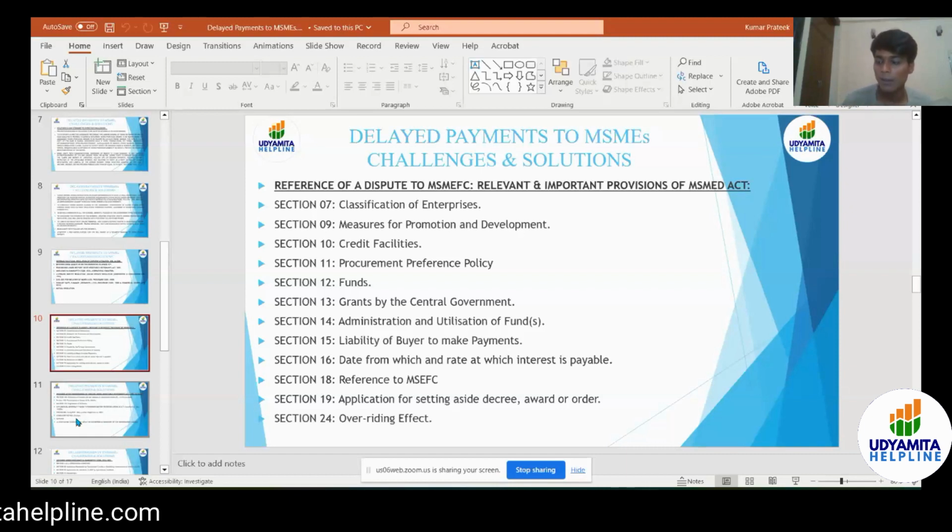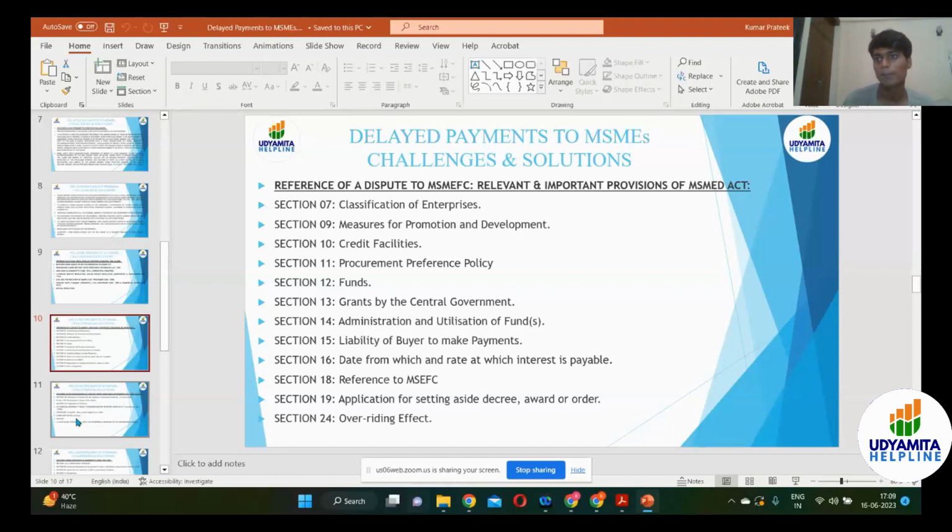So if they have to submit it before the court, the party prefers to pay the same amount to the other party and settle the dispute altogether at that instance only. And Section 24 is the overriding effect. So Sections 15 to 23 of the MSMED Act have an overriding effect over all the other acts which were enacted before the MSMED Act.